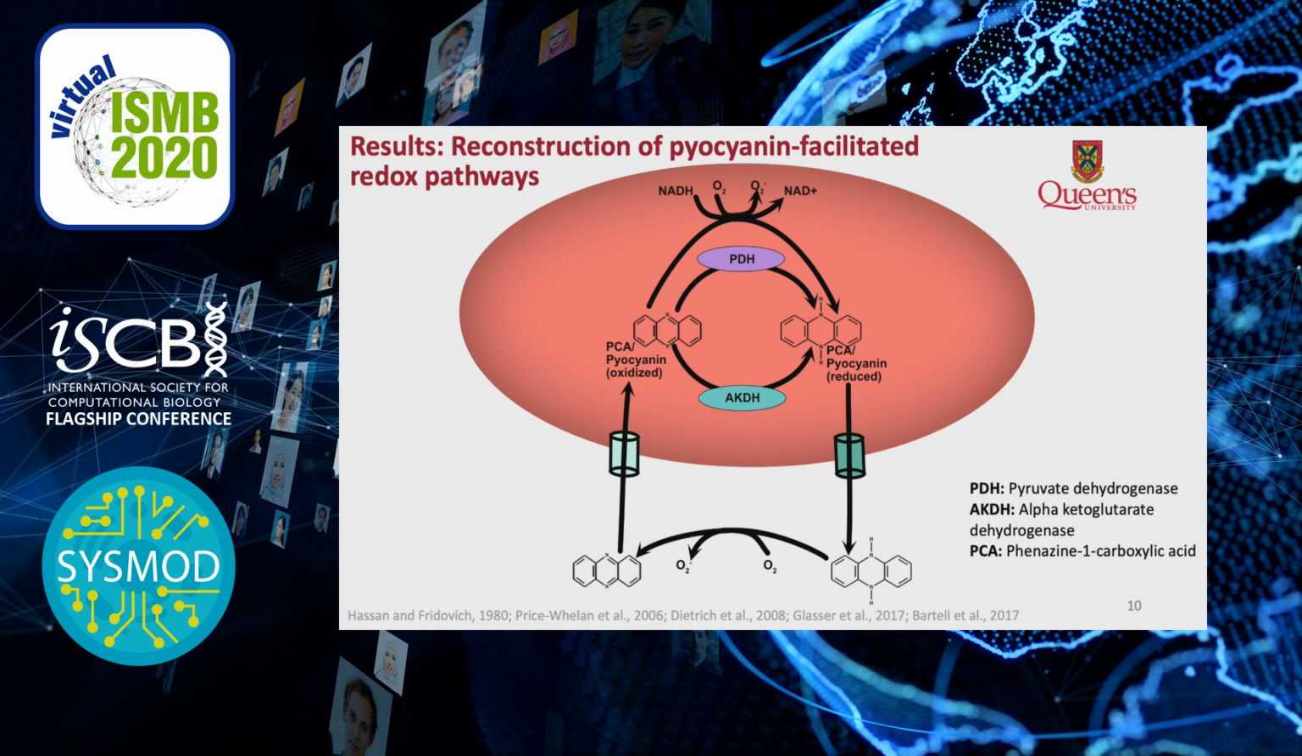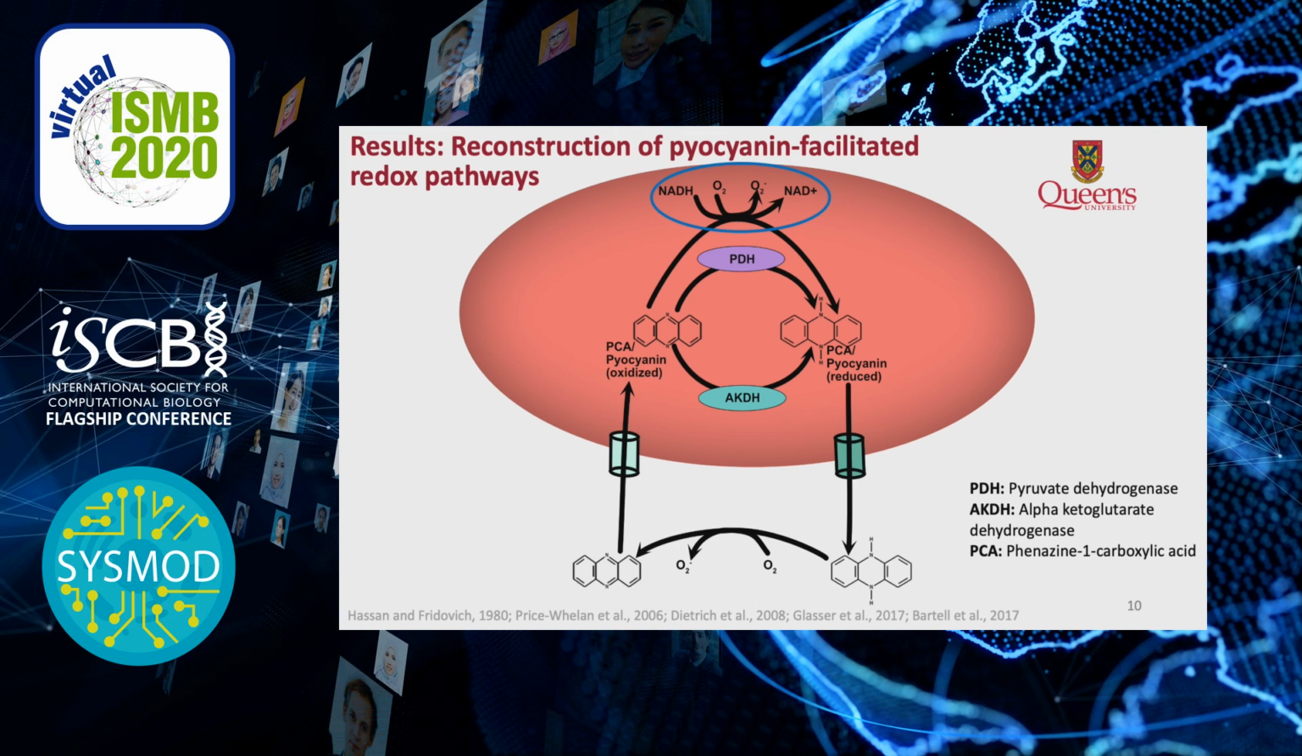We began our work by first retrieving the genome-scale metabolic model from Papin Lab website. The model was created by Jennifer Bartel, and the study was published in 2017. Onto this model, we added pyocyanin-related redox pathways. First, pyocyanin and other phenazines like phenazine 1-carboxylic acid or PCA are known to be reduced abiotically in the presence of electron donors such as NADH.